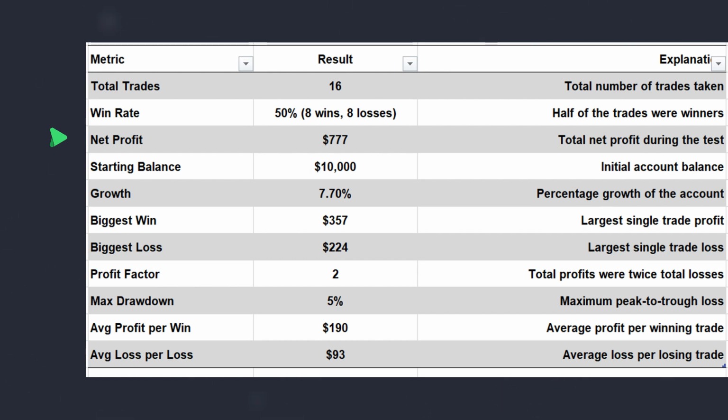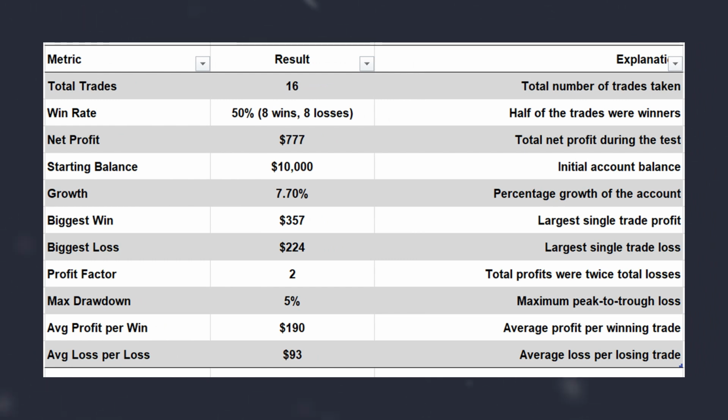Our net profit came out to around $777 on a $10,000 starting balance, which means about 7.7% growth. The biggest win was $357 and the biggest loss was $224. So overall our profits were generally bigger than the losses. The profit factor was about 2. The maximum drawdown was around 5%, indicating the risk level is pretty reasonable. On average, we made about $190 on winning trades and lost about $93 on losing trades.